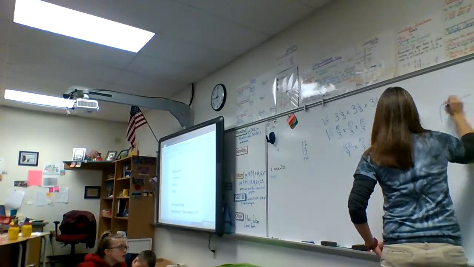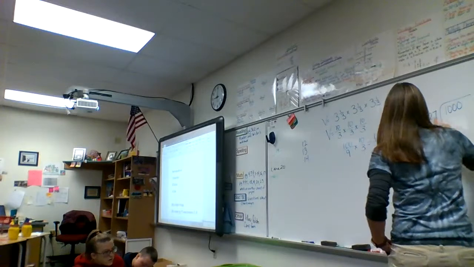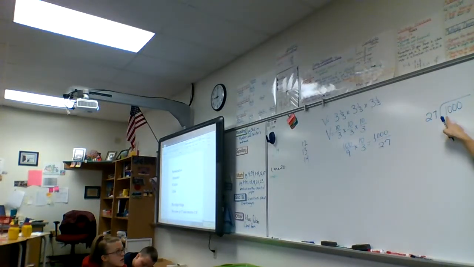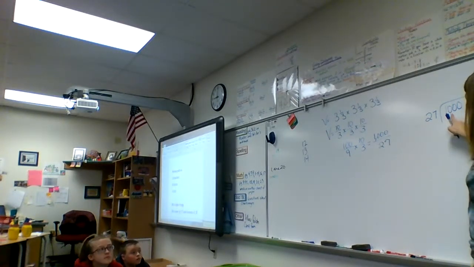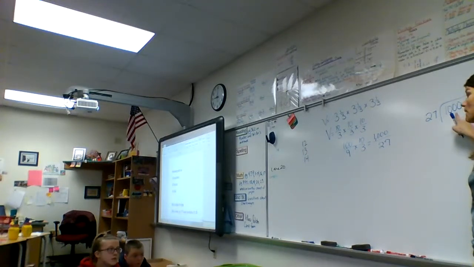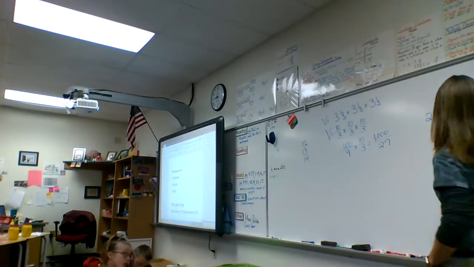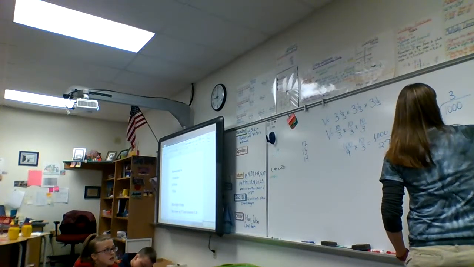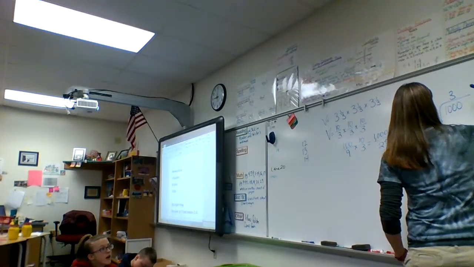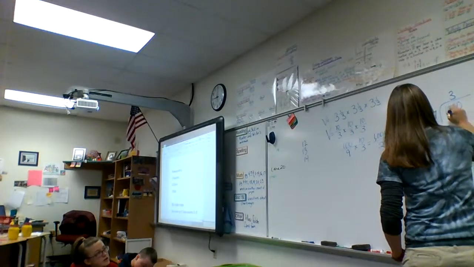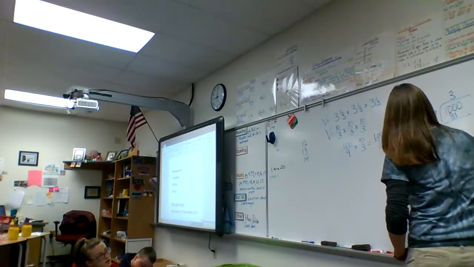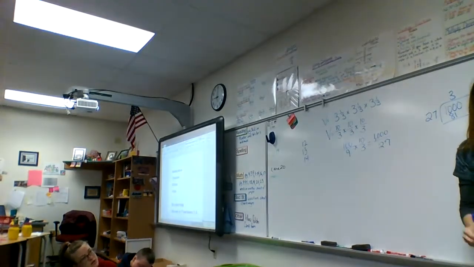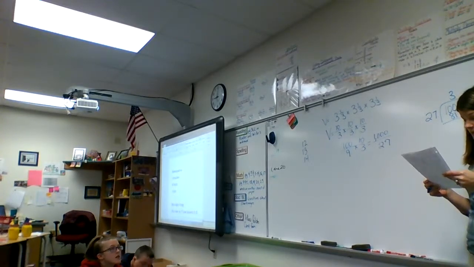So I take 1,000 over 27. Can 27 go into 1? No. Can it go into 10? Can it go into 100? Yes. How many times? 3. So then I'm going to take 27 times 3. I've got 81. Now, when you subtracted, did anybody mess up on your subtraction?